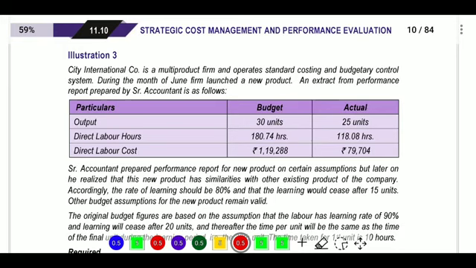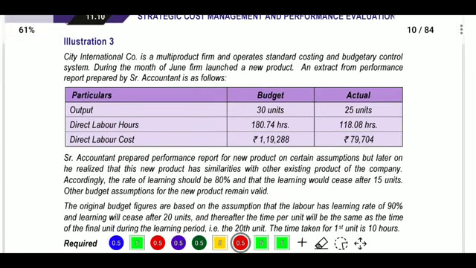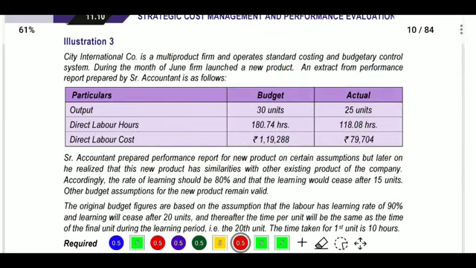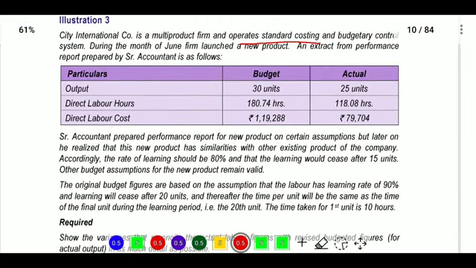Okay. Firstly, we will see that City International Company is a multi-product firm and operates standard costing and budgetary control systems. So it is providing both information. During the month of June, the firm launched a new product. An extract from the performance report prepared by the senior accountant is as follows. So he is providing the information: output, budget information and actual information.